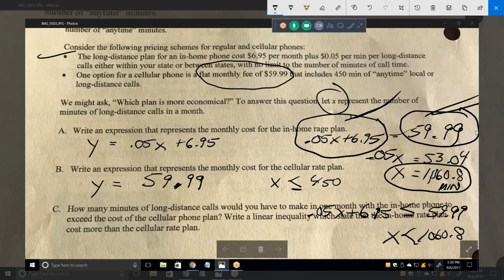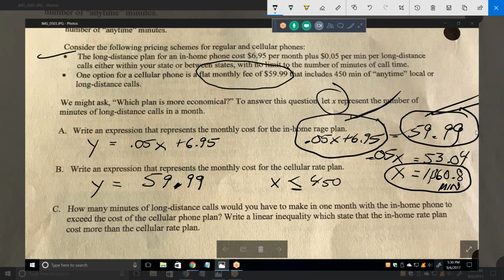Okay? Now let's see what their question says. Hold on a second. Let me erase this so I can see what they're asking here. How many minutes of long distance calls would you have to make in an in-home to exceed the cost of the cell phone plan? Same number.